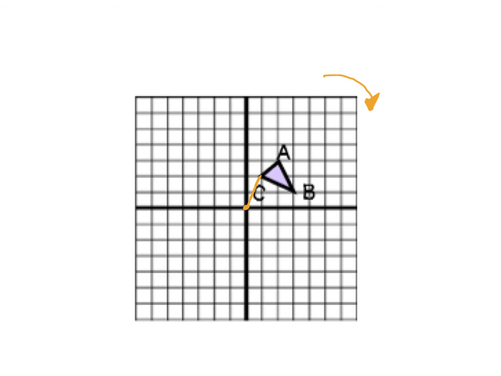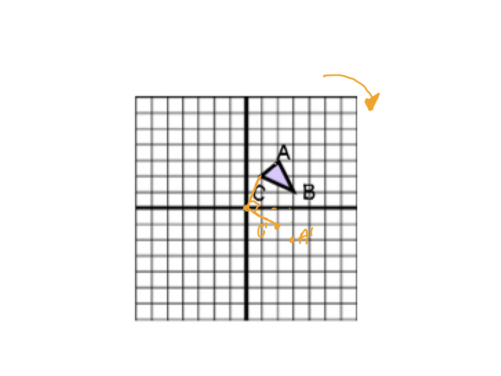And how I do that is if I go over 1 and up 2, to get a 90-degree angle I'm going to go over 2 and down 1. Right here is a 90-degree angle. So how did I get there from the origin? I went over 1 and up 2. I'm just going to do the opposite, over 2 and down 1. So that becomes C prime. And how do I get to A? I went over 2 and up 3, so I'm going to go over 3 and down 2. So that becomes A prime.